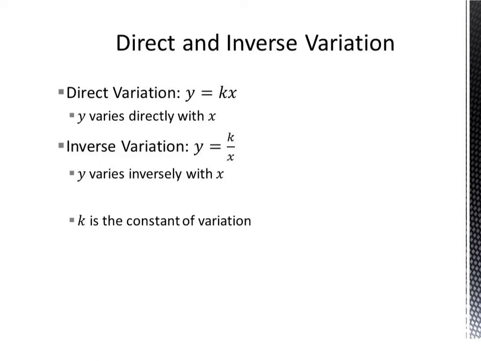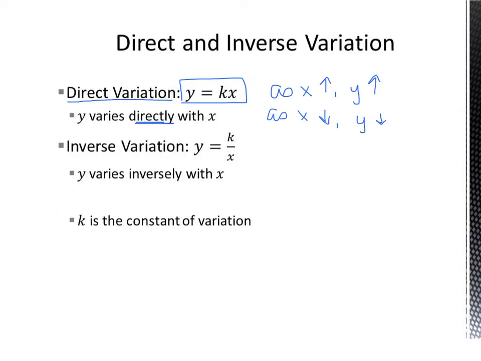All right, we're going to start out by talking about direct variation and inverse variation. Direct variation has this equation, y equals kx, and you would say that y varies directly with x. As x increases, y increases, or as x decreases, y decreases. So if you have a job and you're getting paid, as hours go up, your paycheck goes up. That would be a direct variation.